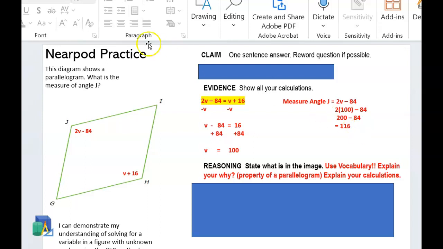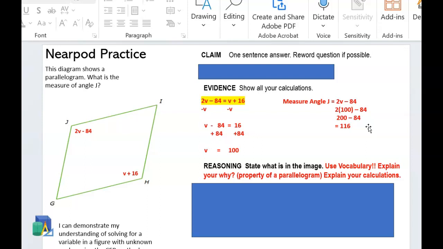Again, the problem is telling me I have a parallelogram, and therefore I could use the 4 properties. The one I'm using here is that opposite angles are congruent, and therefore I could set them equal to each other and then solve. Once I'm done solving for the variable, I need to plug it back in and solve for the angle that they're asking for. And so my final answer is 116.